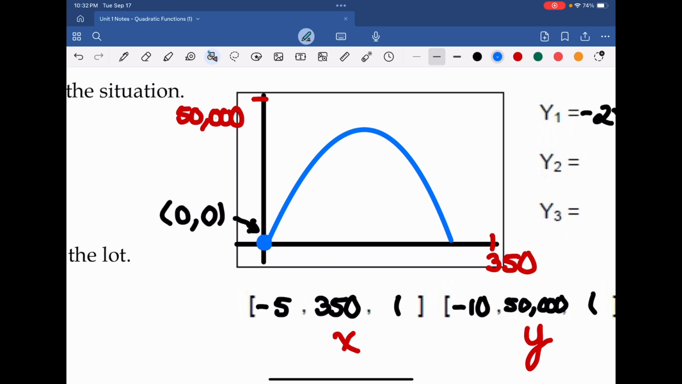Now, what we want to do is get our maximum in this case. In order to determine the maximum, second trace maximum on the TI, or on the Casio, shift G-Solve max. And when you do that, here's what you're going to get. It's at 150, which is our P value. It's at 45,000 for our Y value, or our Q value.